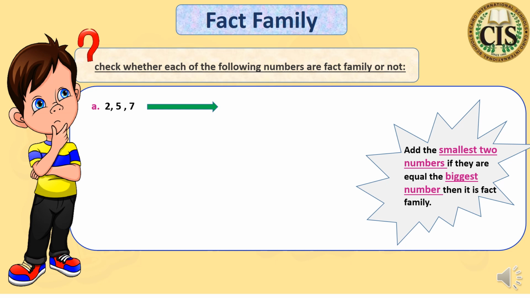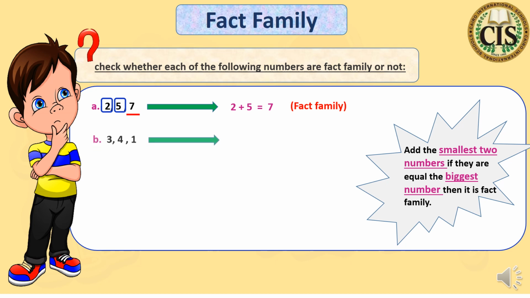What are the smallest numbers? The smallest 2 numbers are 2 and 5. Can you add them together? 2 plus 5 equals what? Yeah, it equals 7, the biggest number. So 2, 5, and 7 can form a fact family.